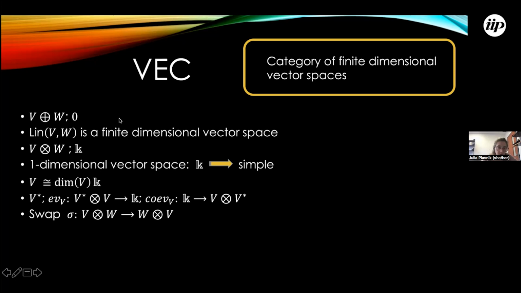There is another question. Can we thus define VEC as being a category with the tensor product as morphisms instead of a linear map?